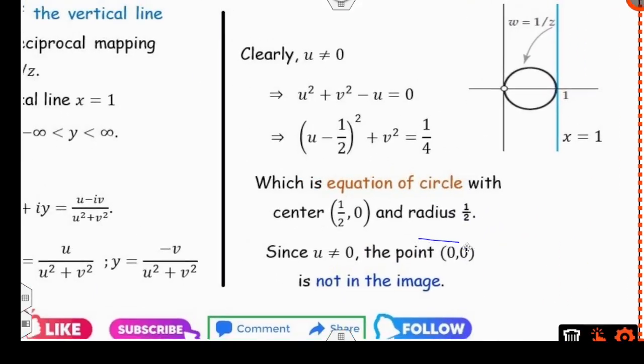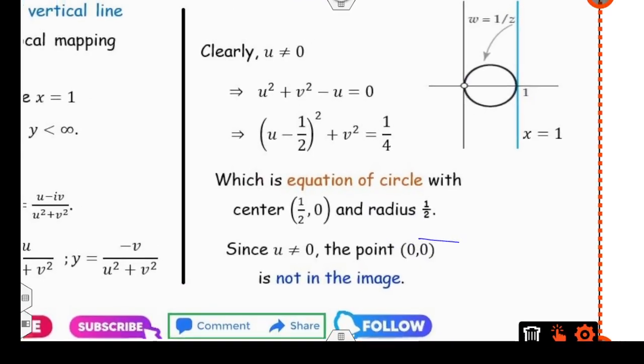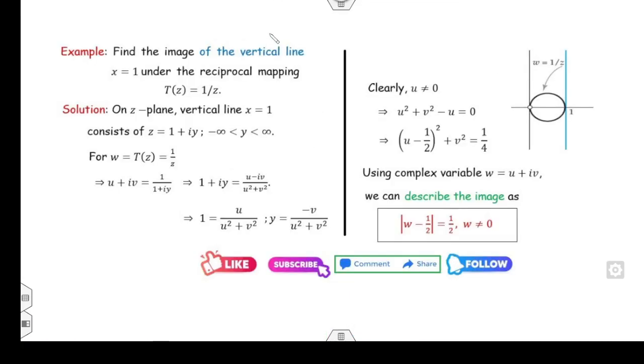If I magnify the graph for you, you can see this is an open circle, this is an open point, because u is non-zero. Or you can write, because this is the equation of a circle, w minus center has modulus equal to the radius. The radius of the circle is 1 by 2, and the center is half comma 0. How can you write half comma 0? Half plus iota times 0, that number is half.